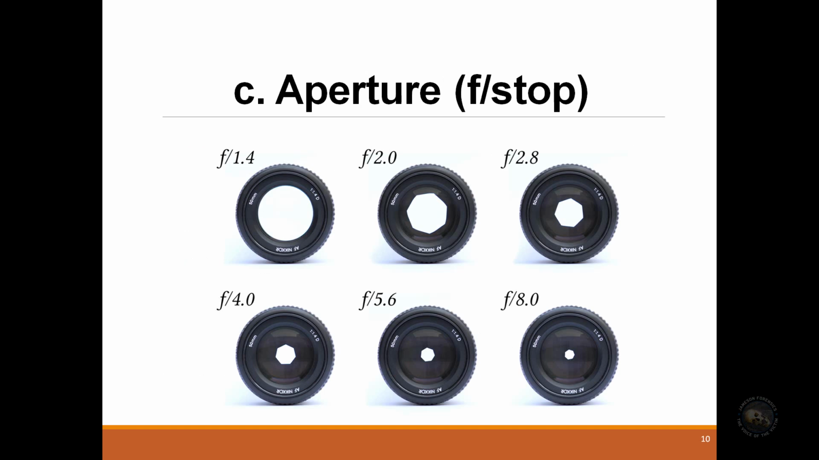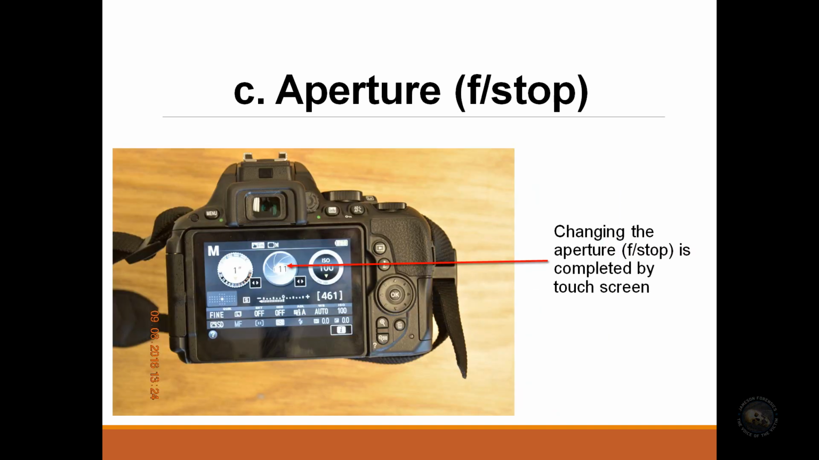So the best thing to remember is that the larger the number, the smaller the hole, compared to the smaller the number, the larger the hole. And that affects how much light is coming in. At least on the D5500, you can change the f-stop by using the touchscreen on the back of the camera.